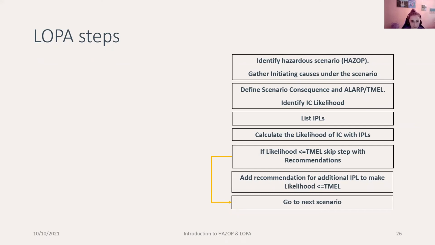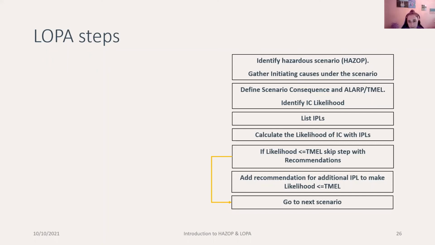Again, maybe that's a little bit confusing. You have an IPL which has a very low probability to fail, like their likelihood to fail is very low. It means that they are very, very reliable, and they will withstand this hazardous scenario and act as a layer of protection.